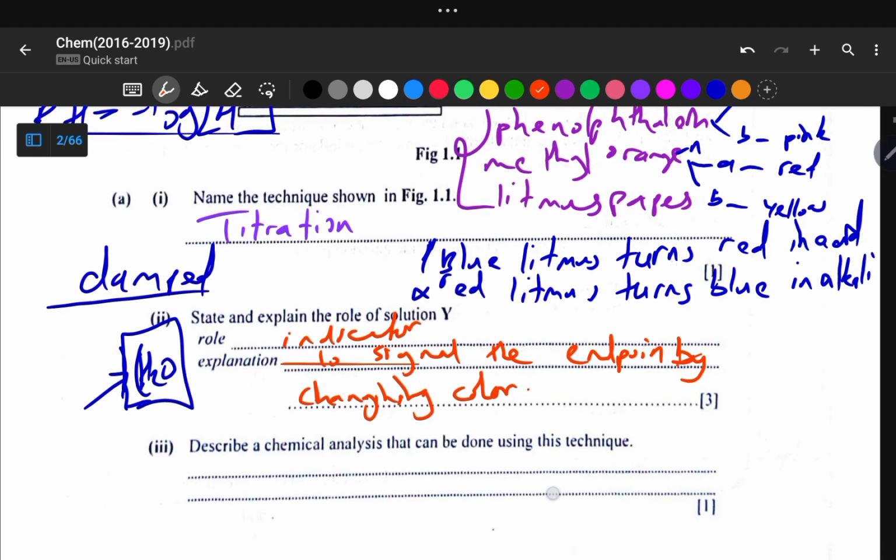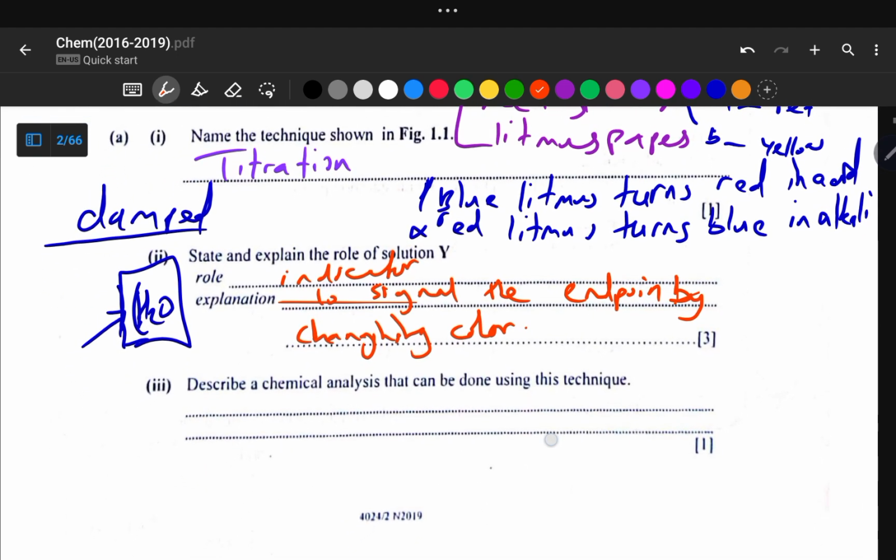So that's the explanation. And then describe a chemical analysis that can be done using this technique. So we've got acid-base titration, right, to determine concentration.